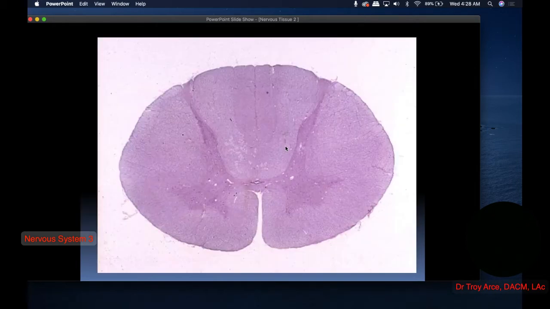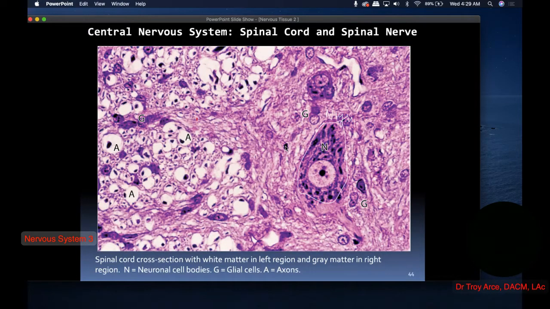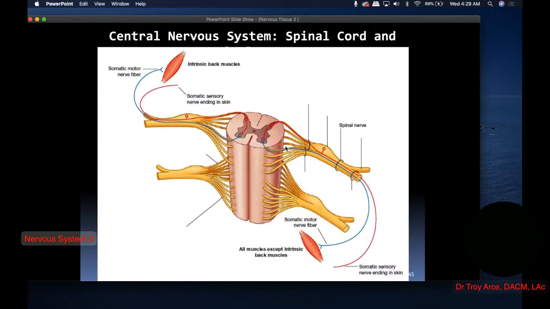And here's a few pictures of what it looks like. It's a cross section there. And these are cells of gray matter and white matter. Here's another good picture of how they're organized and how you have your spinal nerves that come together, leaving both the ventral and the dorsal side coming together, going to both the somatic sensory and the intrinsic back muscles, somatic motor nerve fibers in the back, and somatic sensory nerve endings in the skin.